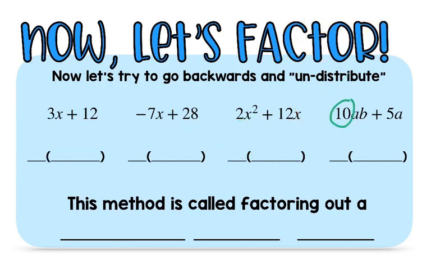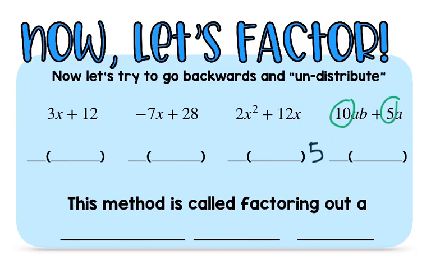When I just look at the numbers alone, I have 10 and 5. What number can I divide both of these by? Would be 5, because 10 divides by 5 and 5 divides by 5. So let me give myself more room. Let's start by taking out a 5 from both terms.